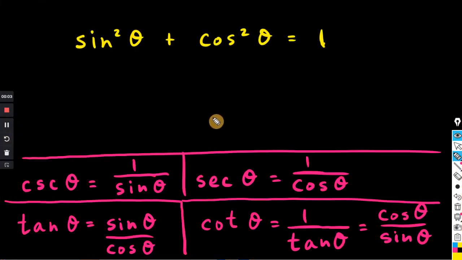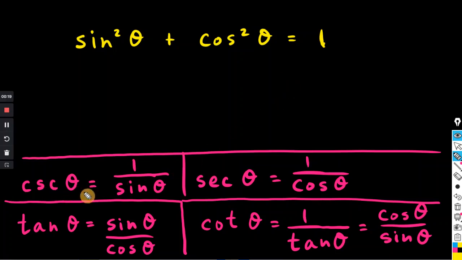All right, so a couple more Pythagorean trig identities. I already did the video proving sine squared theta plus cosine squared theta equals 1. We're going to do a couple more here. You want to be familiar with the reciprocal trig identities.